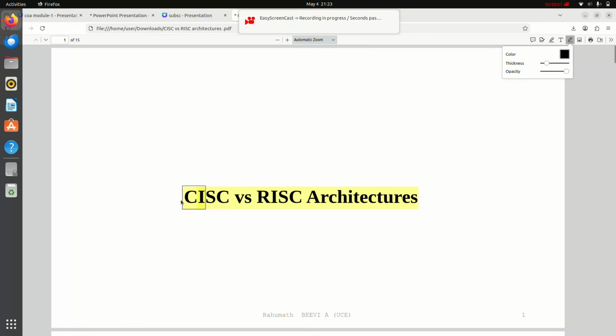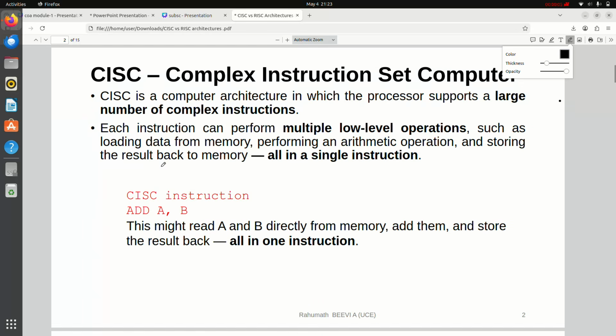In this video we're going to discuss the CISC and RISC difference. There can be a 3-mark question on the difference between CISC and RISC, or maybe more than that. Maybe a 5-mark or 4-mark question can also come. So CISC means what? CISC is complex instruction set computer.